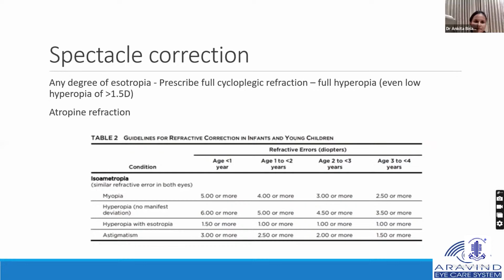To elaborate a little more on spectacle corrections, in any degree of esotropia, a full cycloplegic refraction with full correction should be given. According to the AAO guidelines, even if the age is less than 1 year, about 1.5 diopters of hyperopia should be corrected, and above 1 year of age, even a minimal plus 1 diopter of hyperopia should be corrected.